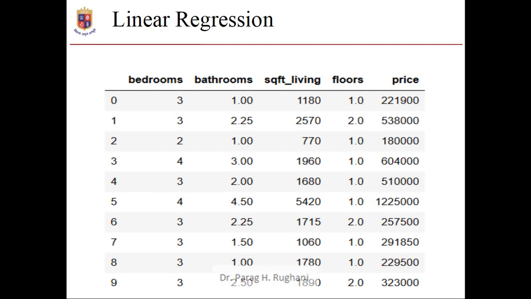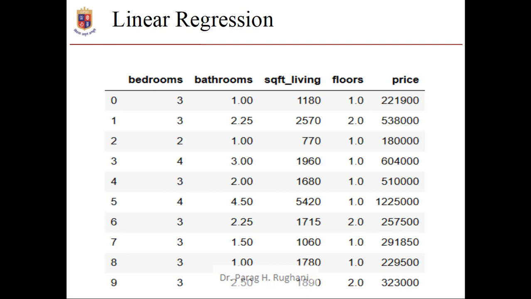So this table is taken from the housing.csv, where you have 5 columns: bedrooms, bathrooms, square foot living, floors, and price. Each row indicates a house's characteristics and its price. So for example, row number 1 says that a house having 3 bedrooms, 1 bathroom and 1180 square foot living with 1 floor was sold for 2,21,900 US dollars. Similarly, all the rows show you the type of house and its price.